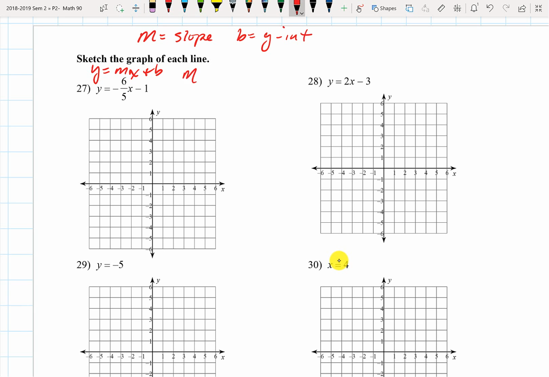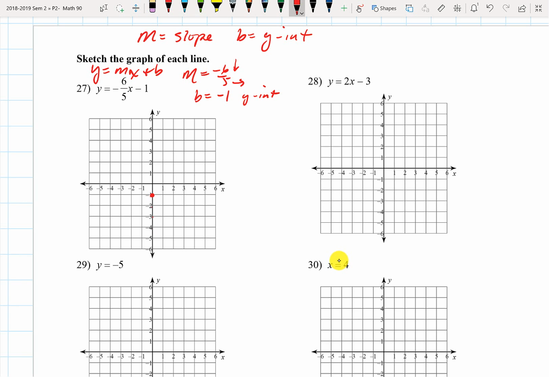So over here we have m equals -6/5, which means we go down 6, right 5. b is equal to -1 on the y-axis. It's called a y-intercept. So we start down here at -1, and then we go down 6, right 5. So down 6, right 5 is off the graph. That's okay.